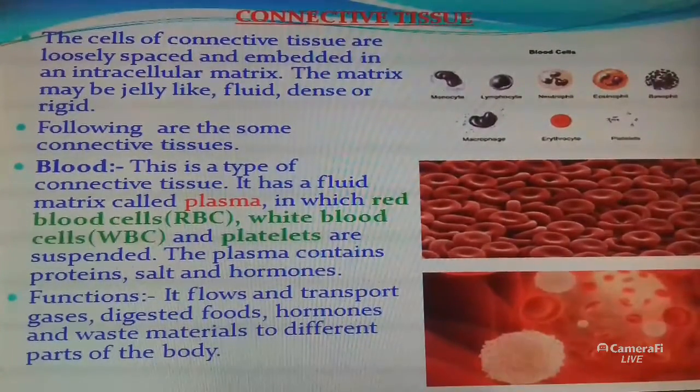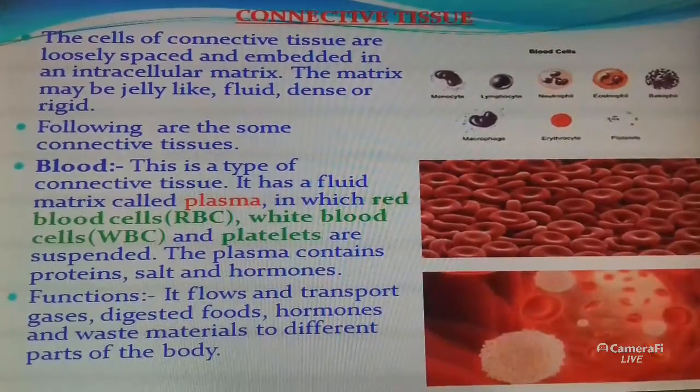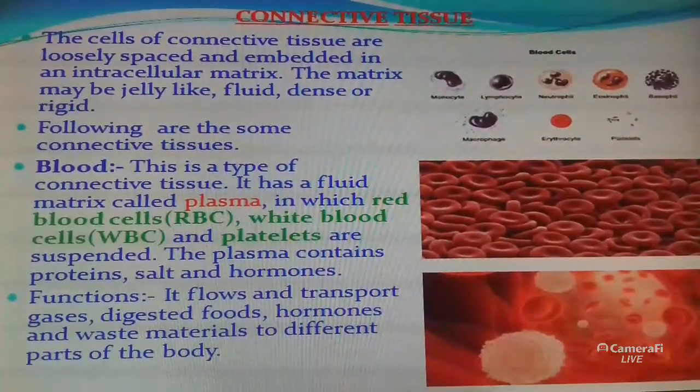Another cell is blood platelets. These are the smallest sized blood cells, oval shaped cytoplasmic fragments. At injury, blood platelets help in clot formation to prevent excessive bleeding. These are the fluid matrix connective tissues.